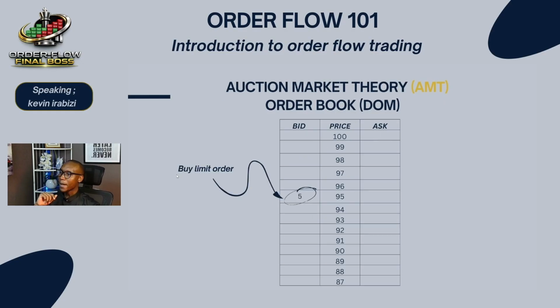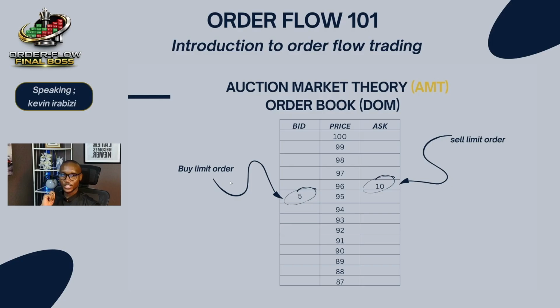Now, this is a buy limit order. And this trader is saying, I want to buy 5 contracts. If price comes down to level 95, only then will he buy. That is a buy limit order. It is you saying, oh, the new iPhone just came out. It is really expensive. I won't buy it right now. I will buy it when it gets cheaper. That is a limit order to buy, when the asset you want to buy gets to your desired price level.